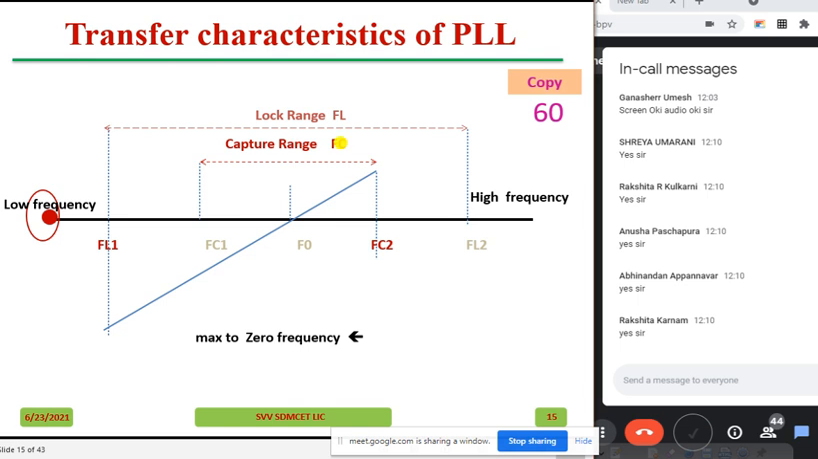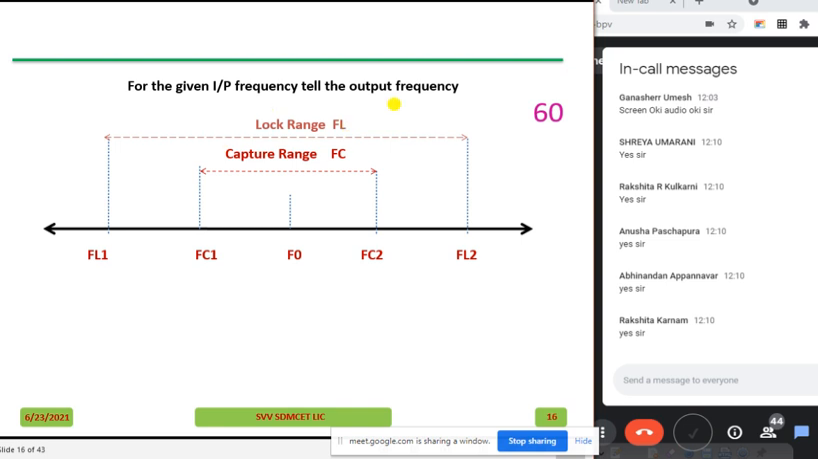The same thing now with an example we will see, to know how many of you have followed. Let us take the lock range and capture range. I'll give some input, and you should be able to say whether the output is F0 or whatever the input frequency I am giving. Let us take, I am giving FA. Whether the output will be FA or F0, you should type in the chat box fast. I am asking you FA, and I'll repeat once again one important line.